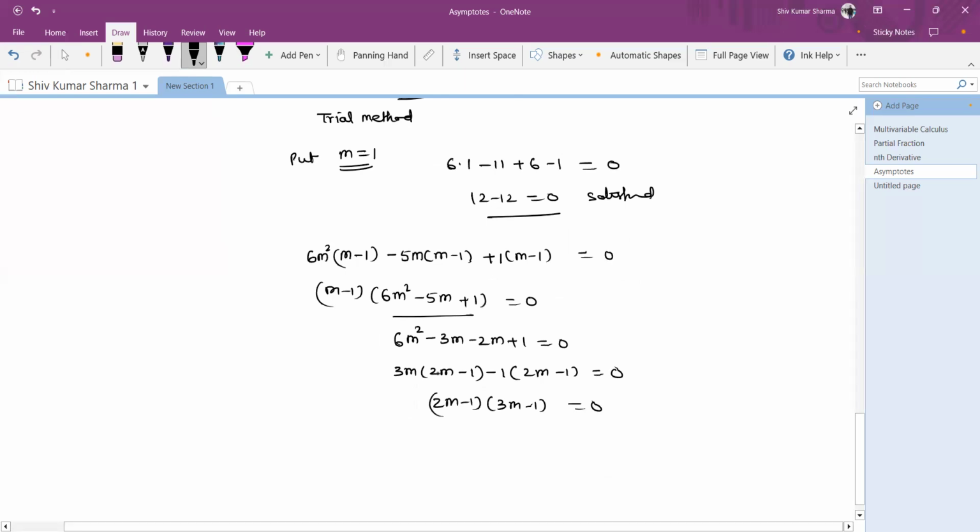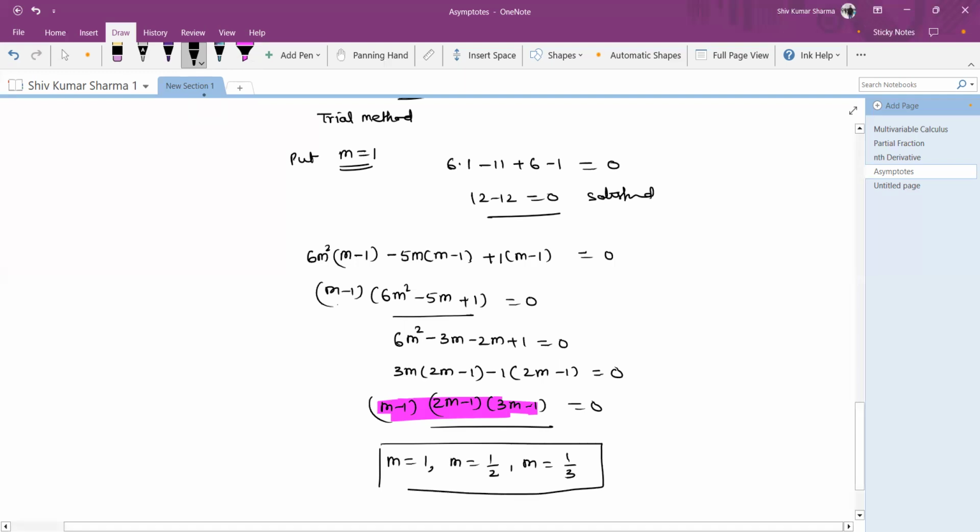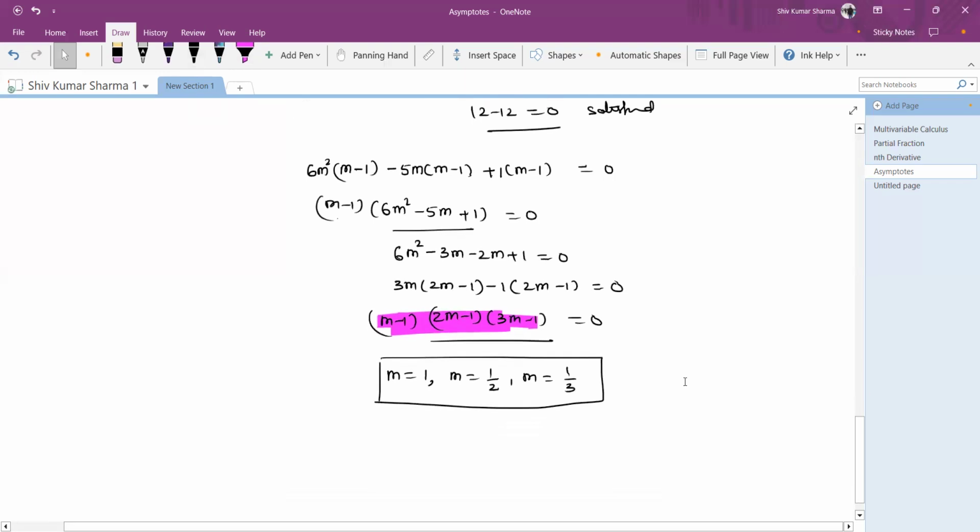So m we can obtain. So we have the factors. So you can write down the factors. First factor we have m minus 1. So the total factors are m minus 1, 2m minus 1 and 3m minus 1. So what is the value of m? The value of m is equal to 1, or 2m minus 1 equal to 0 gives us m equal to 1 by 2. So m equal to 1 by 2 or m equal to 1 by 3. So we have three values of m because we have a third degree equation. We have three asymptotes of this. So we get the three values of m. Now we obtain the value of c.